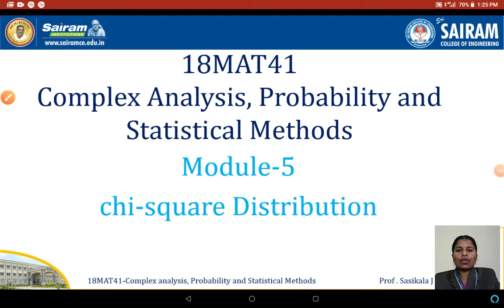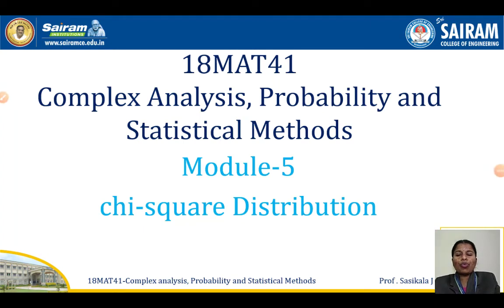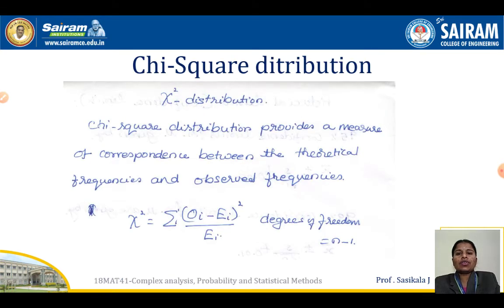In this video, we are going to see the topic under module 5. It is chi-square distributions. So, chi-square distribution provides a measure of correspondency between the theoretical frequency and observed frequencies. The formula for the chi-square distribution is chi-squared equal to summation of (Oi minus Ei) the whole square by Ei. Degrees of freedom is n minus 1.